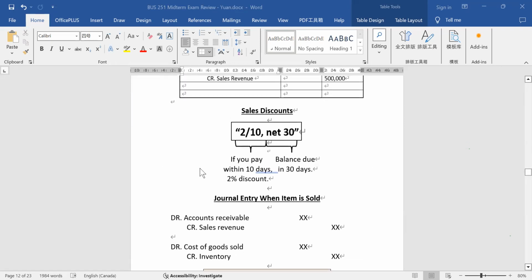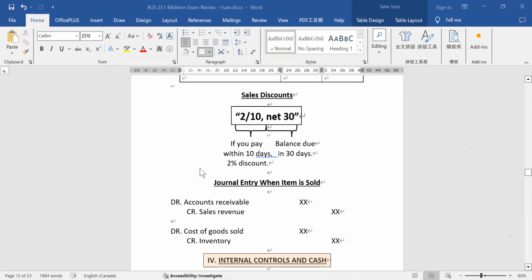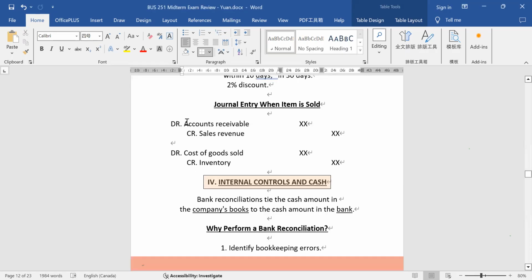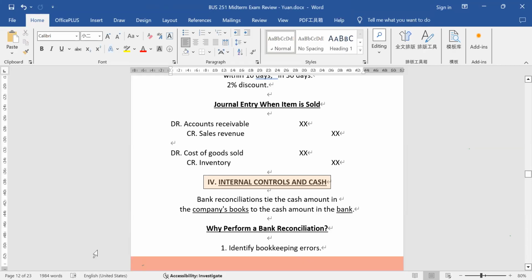Okay. Next one. So when you see this sales discount, it means that if you pay within 10 days, you will have 2% as the discount, and the balance is due in 30 days. Okay, and the journal entry we make when the item is sold is we debit accounts receivable and credit sales revenue. And at the same time, we also have to recognize the COGS, which is the cost, right? So we debit cost of goods sold.